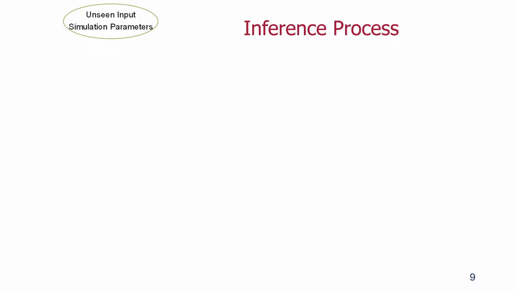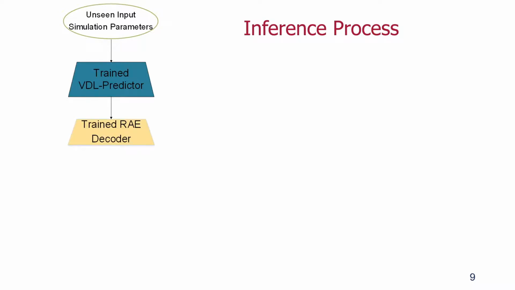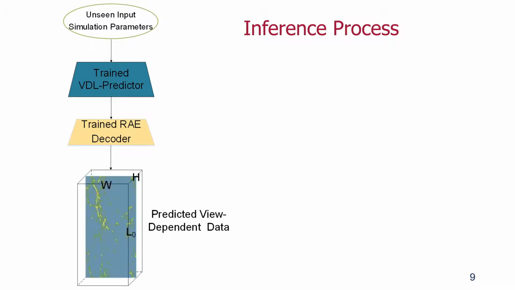In the inference stage, as illustrated, for a selected viewpoint, we first feed the unseen input parameters to the trained VDL predictor and generate the predicted view-dependent latent representations, which are then sent to the trained RAE decoder and decoded back to the data space.